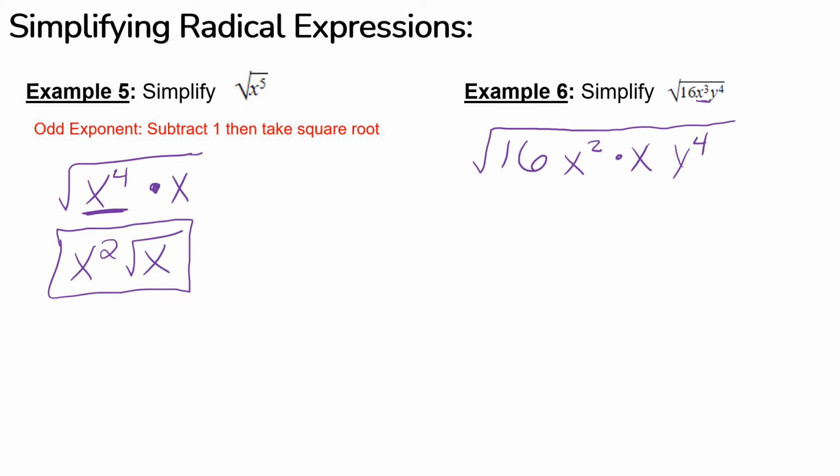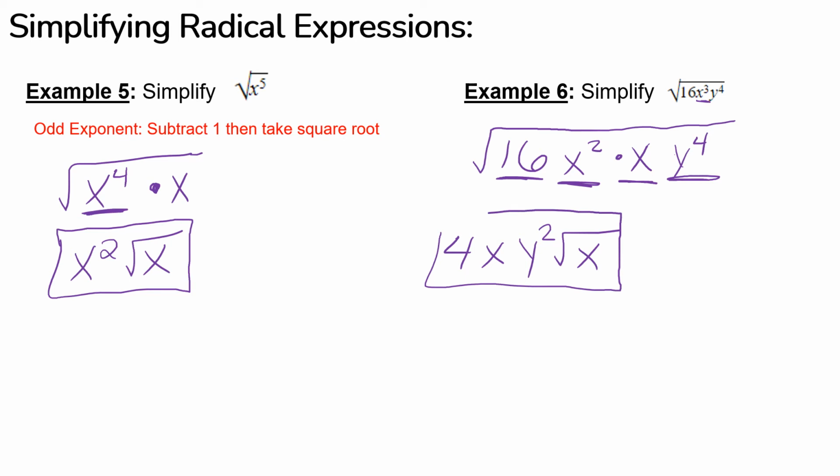All right, so the square root of 16 is 4. The square root of x to the 2nd is x to the 1st. Remember, we just divide the exponent by 2, so that's x to the 1st. This x is not a perfect square, so I would leave that underneath the radical. And then y to the 4th, I would just divide that 4 by 2, so that would be y to the 2nd power. So I've simplified this radical expression.